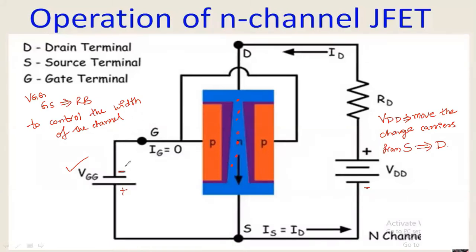What actually happens if we go on increasing the applied voltage is that the depletion layer width increases. This is because as reverse bias increases, we know that the width of the depletion layer increases. As the width of the depletion layer increases, the conducting channel width decreases. In this way, by applying this voltage between the gate and source terminals, we can control the width of the channel in the JFET. This is the purpose of VGG, and the purpose of VDD is to move the charge carriers so that current will flow through the transistor. Okay.